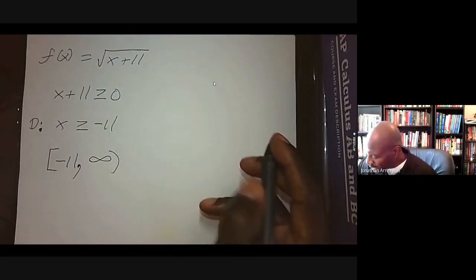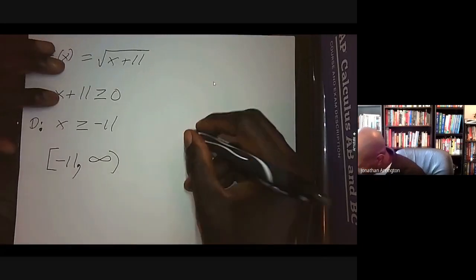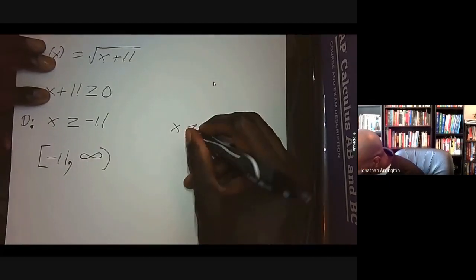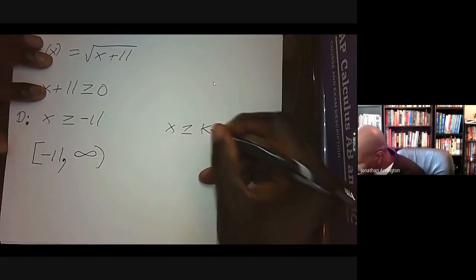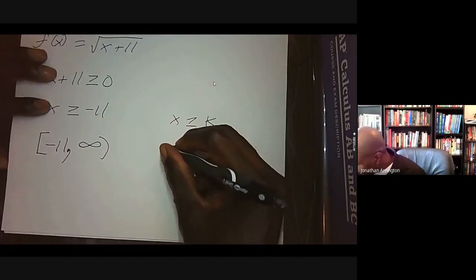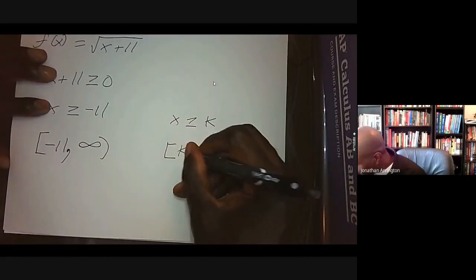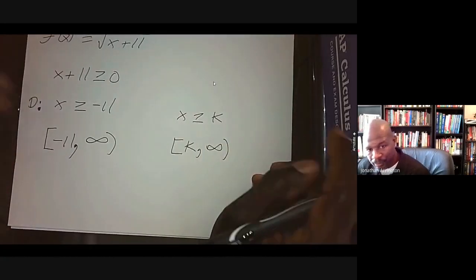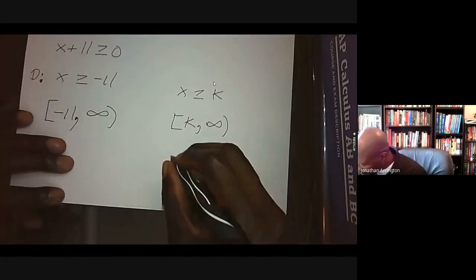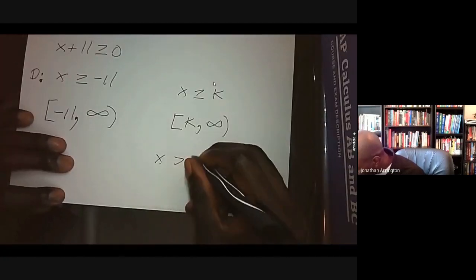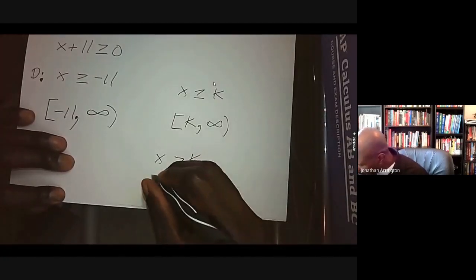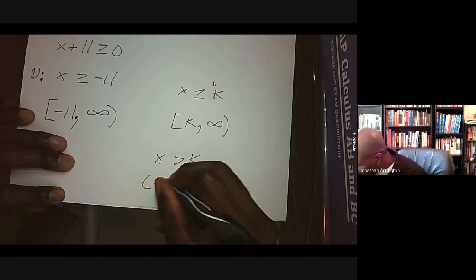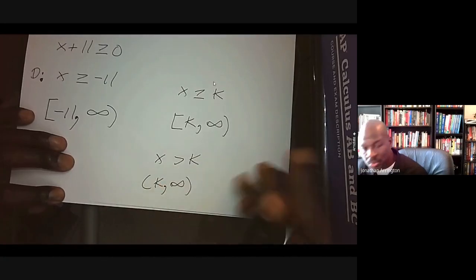So in general, if x is greater than or equal to k, our interval notation is going to be bracket k to infinity. And of course, if x was just greater than k, our interval notation will be parenthesis k to infinity.